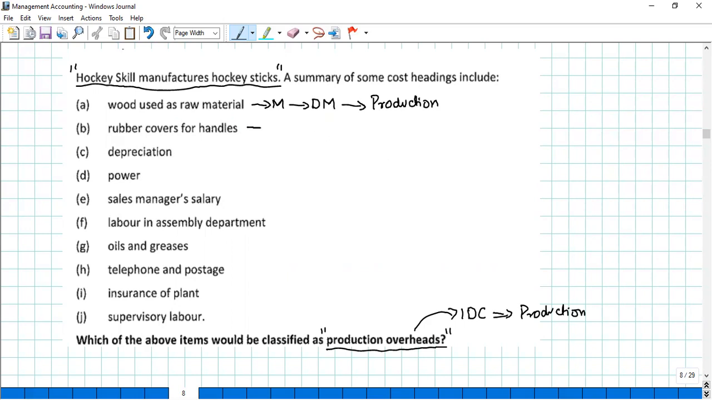Then come the rubber covers for handles. So the covers that are on the hockey stick are material. Yes, directly identifiable. You can clearly see them, and it is a production cost.